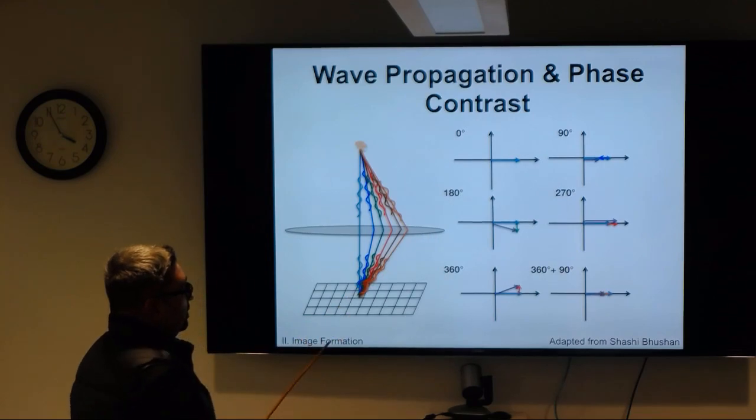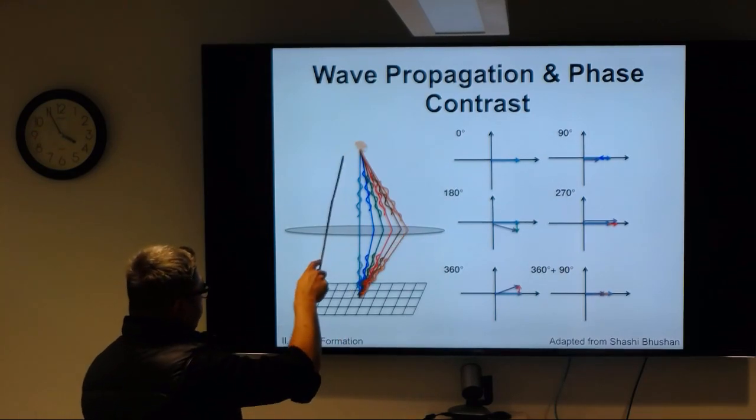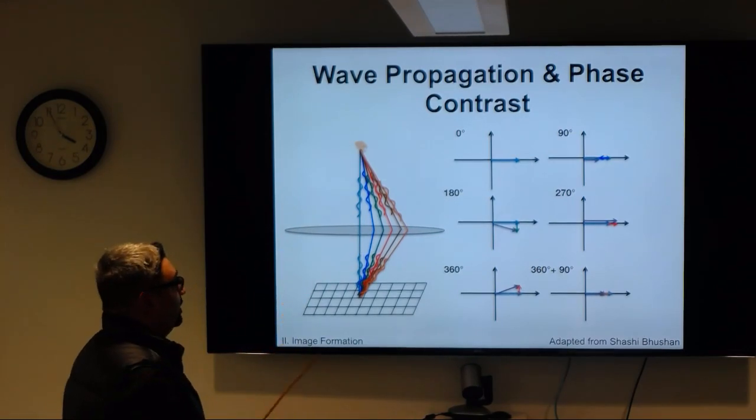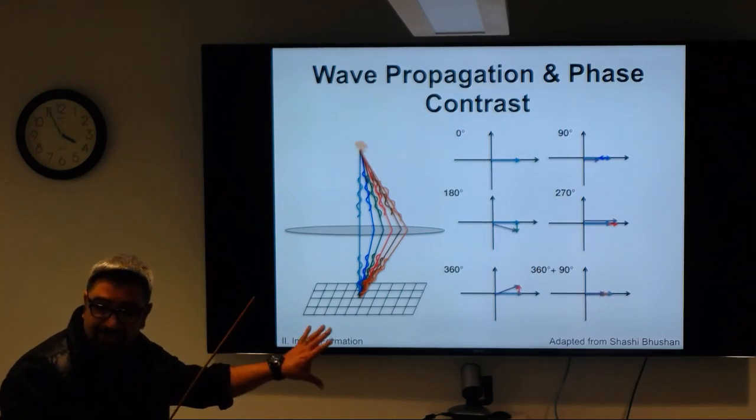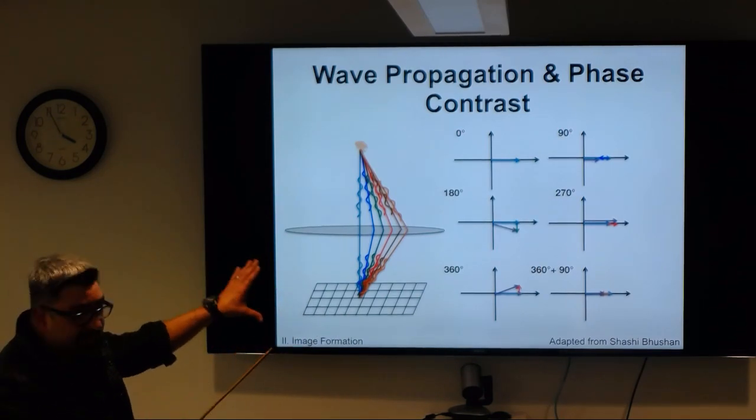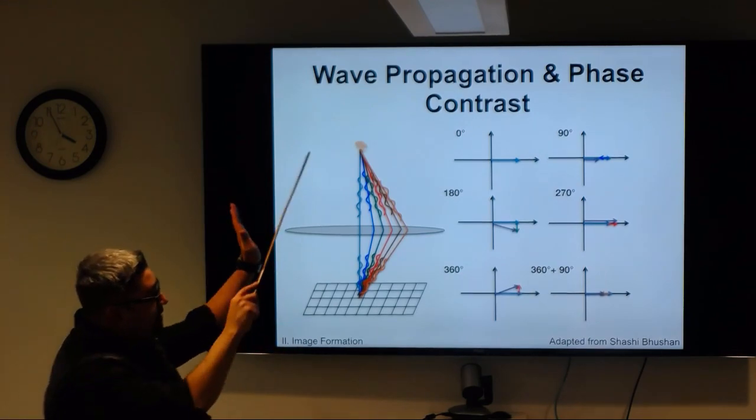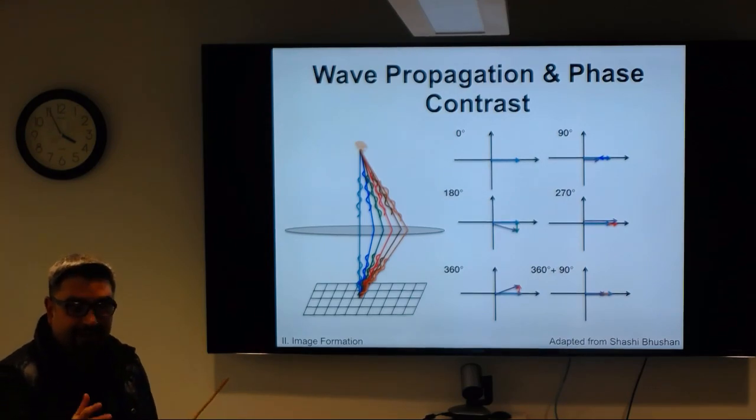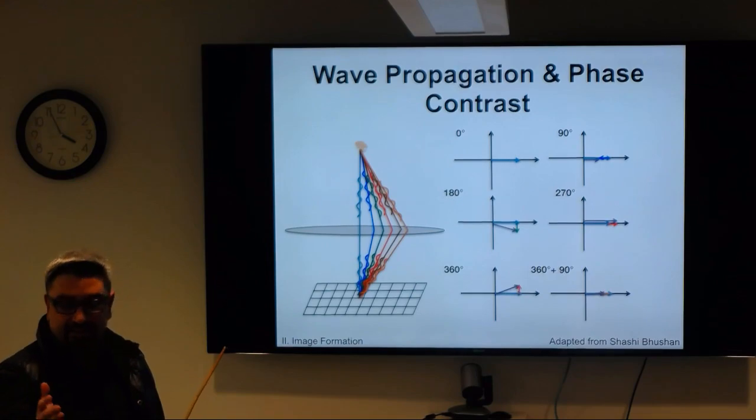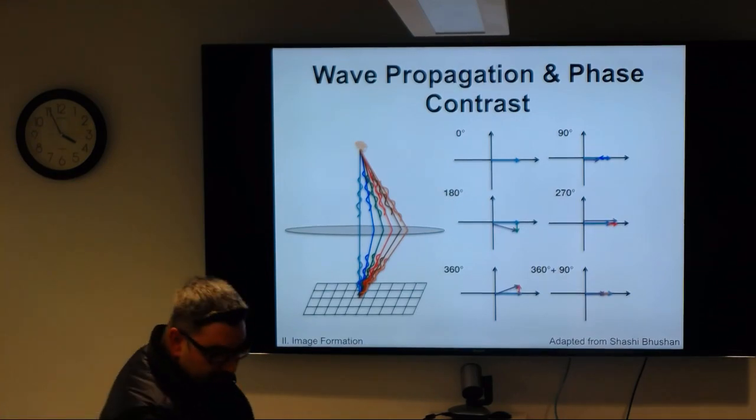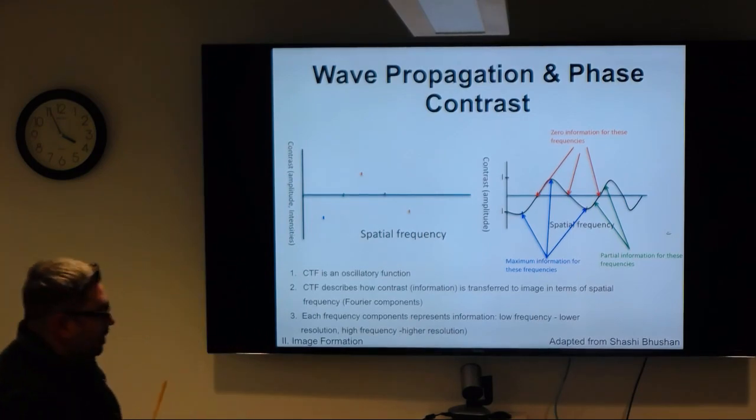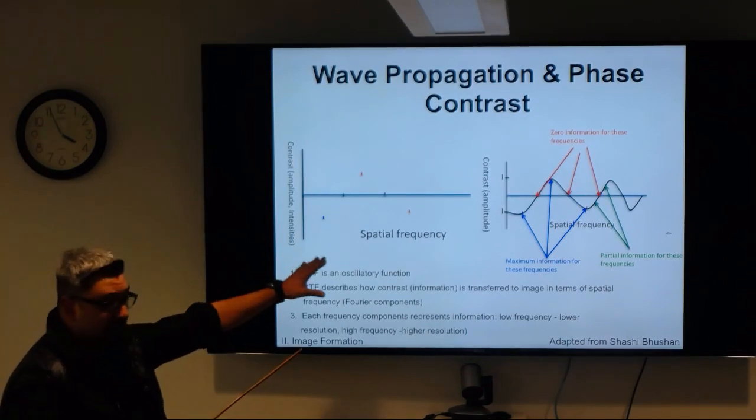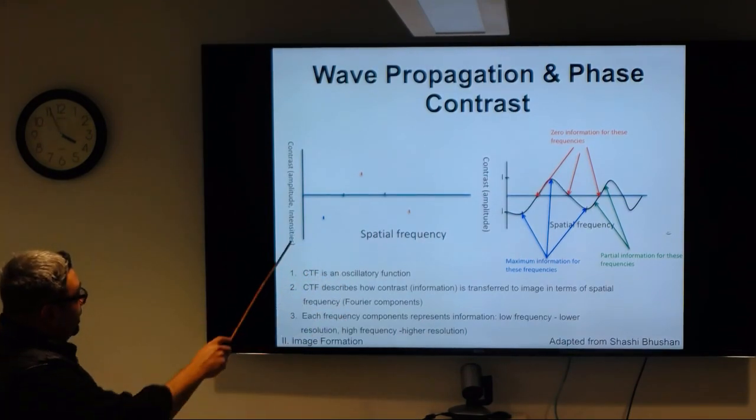This is the Argand diagram. This is the sum. And you have 90 degrees would be the blue. This is the sample, this is the lens, and this is the image plane. And this is just an image showing you the propagation of waves at these different angles. As mentioned earlier, they have different phase shifts because they have different path lengths. Okay, so if you plot each of those waves as a function of spatial frequency, this is what you get.